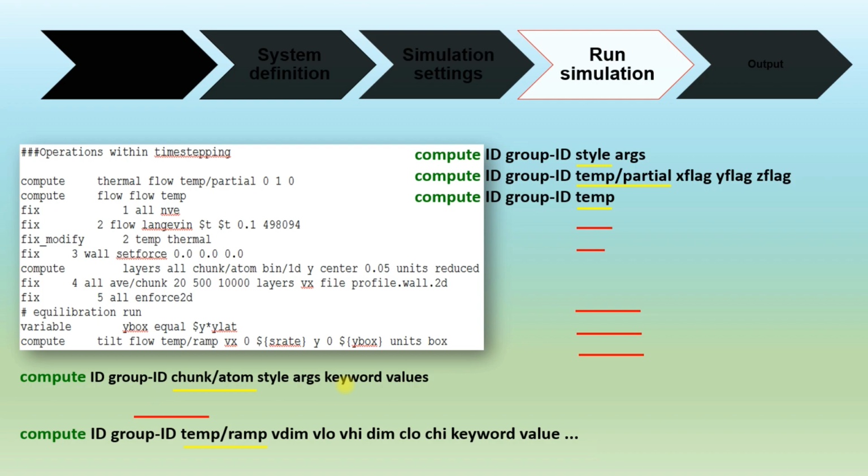Also, the compute of style temp computes the temperature of a group of atoms, and it does not exclude any component of velocity. It calculates the temperature of the whole group without excluding any components, while temp/partial gives you the opportunity to exclude one component or two or more. Okay, you cannot exclude all components for calculating temperature.